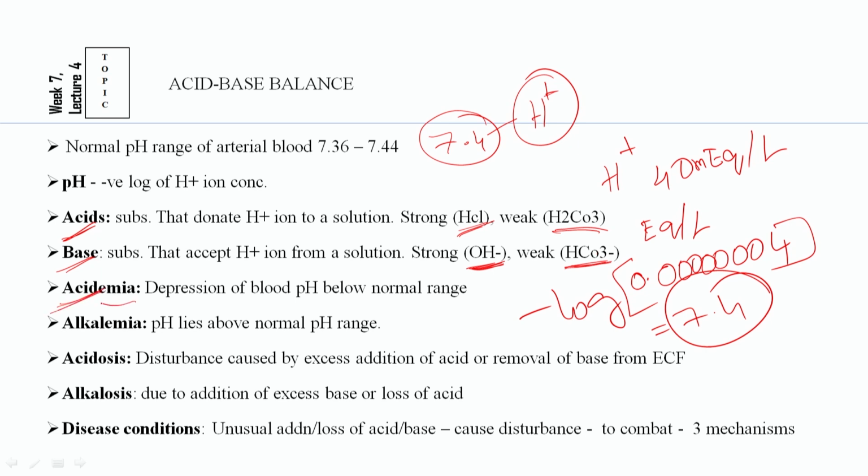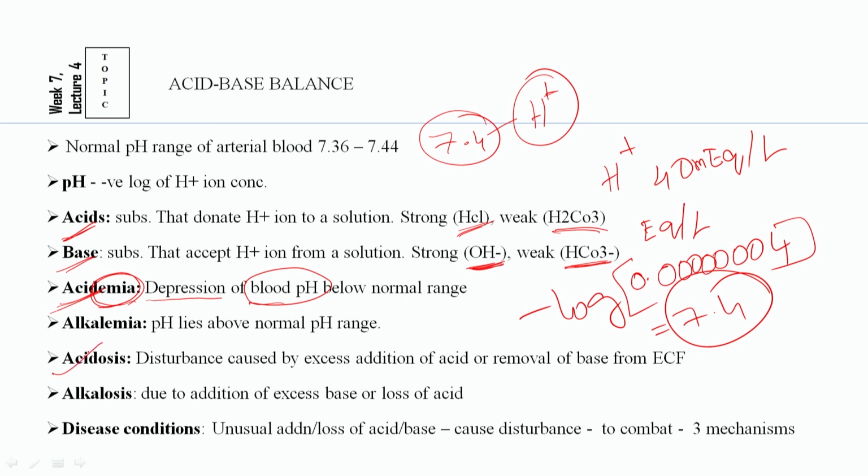The next important terminology is acidemia. So emia means it is related to the blood, okay, like anemia, right? The same way acidemia. That means depression of the blood pH below the normal range is called acidemia. That means below 7.4, then it will become acidemia. Then when it is above 7.4, it will become alkalemia, the pH range.